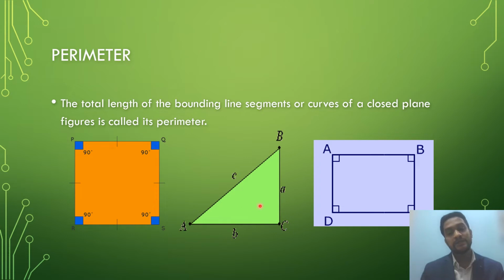Likewise for the rectangle and triangle. For finding the perimeter, you have to do the sum of all sides of a closed plane figure. Like here in the triangle you can say AB plus BC plus AC. In the rectangle, you can say AB plus BC plus CD plus DA. So the sum of all sides is the perimeter of the rectangle.